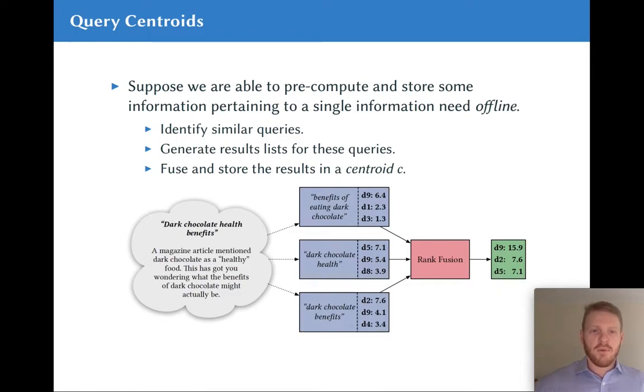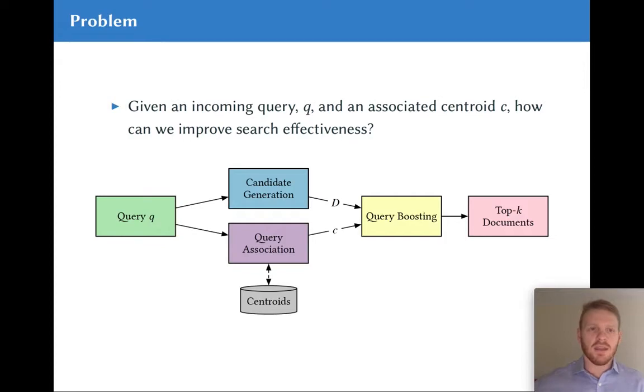And so in this example, we have some information need about dark chocolate health benefits. We can mine query logs to find queries that are relevant to this topic, and we can fuse all of those results lists and store them and cache them, right? And now the problem becomes, given an incoming query Q, which we haven't seen before, firstly, can we associate the query to one of these centroids? And secondly, assuming we can do so, how do we combine the results we get from the new incoming query and the cached centroid, which we call query boosting, to give a more effective top K document results list?